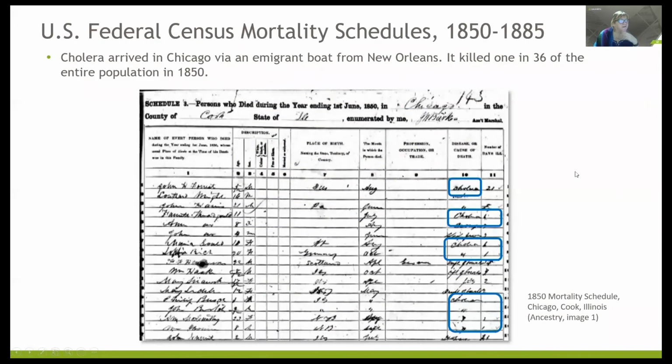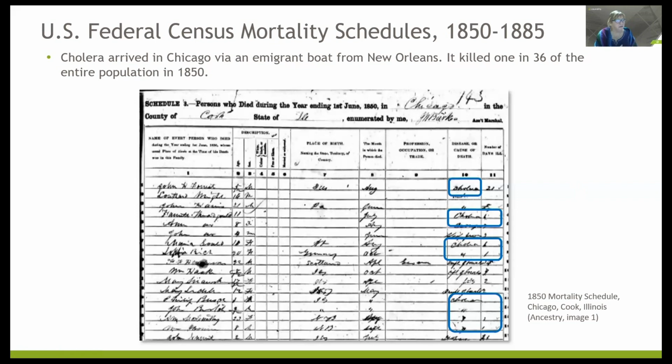You hate to say one of your favorite records is a mortality schedule. Only a genealogist would say that, right? But it really is, they're important records, even if your ancestor didn't die in the year before the census, which is what the mortality schedules cover. They cover all the deaths in the previous year. You can learn a lot from them.